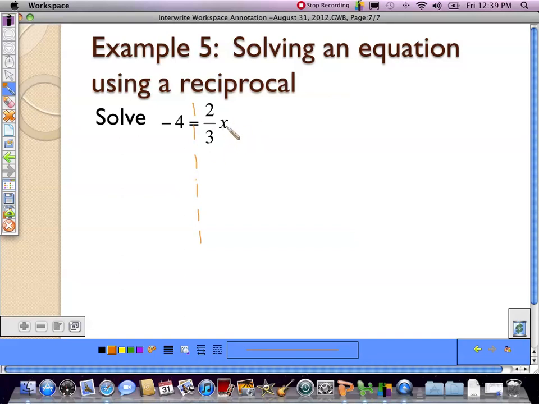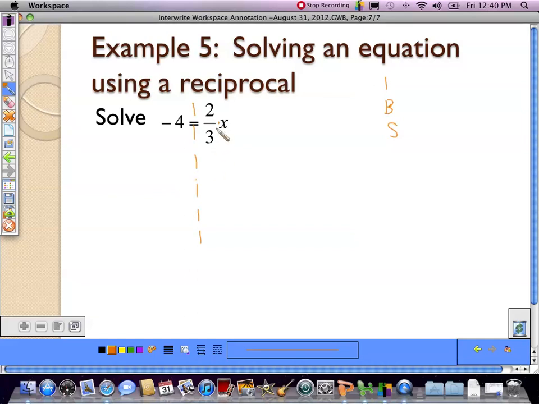Now, in this case, you have 2/3 times x. So the inverse operation of multiplication would be division. So technically, since they multiply by 2/3, you want to divide by 2/3 because that would be the inverse operation. Well, dividing fractions is basically just multiplying by the reciprocal. So if you see a fraction right next to a variable, you can cancel it by multiplying by the reciprocal.